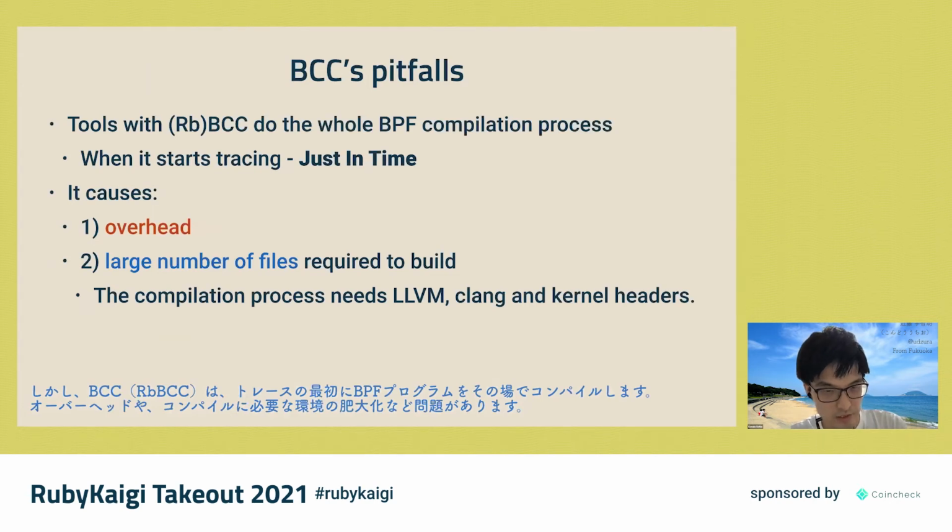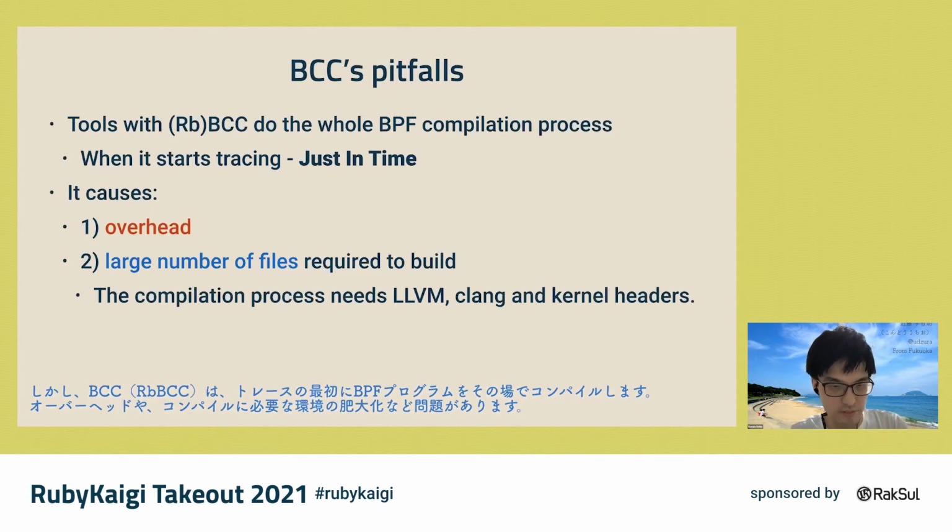However, there are some pitfalls with BCC. When running a trace using BCC, the compilation process of the BPF binary will be done. In other words, BCC does JIT compile. This causes some problems. First of all, the runtime overhead is a problem. Another is that you need LLVM, clang, and set up kernel headers for JIT compile.